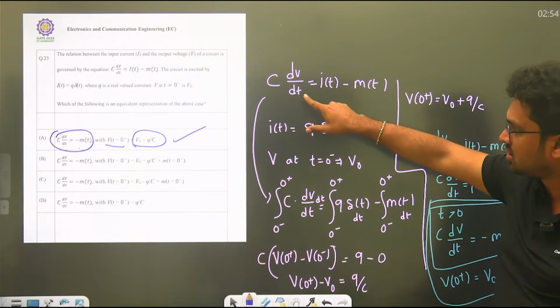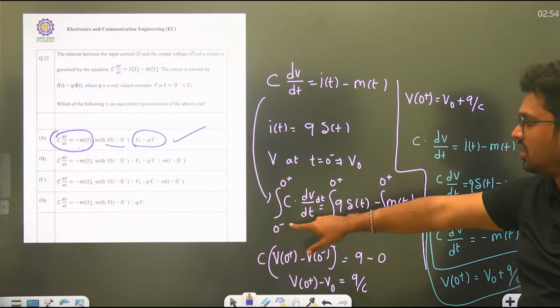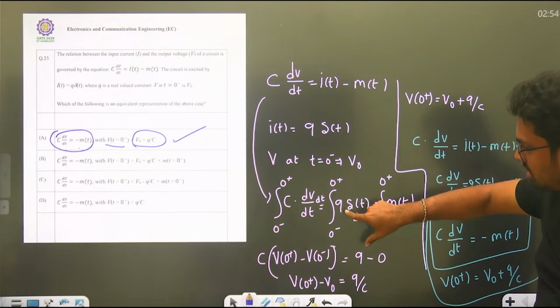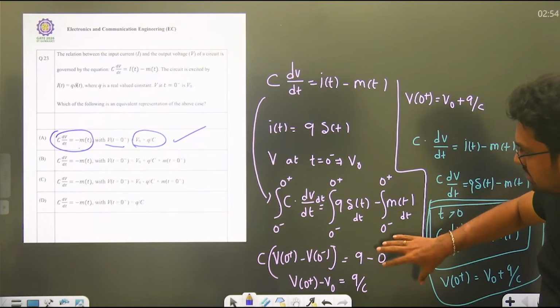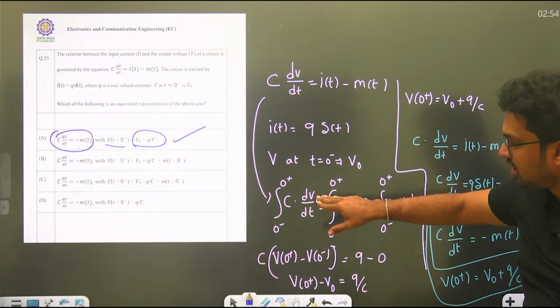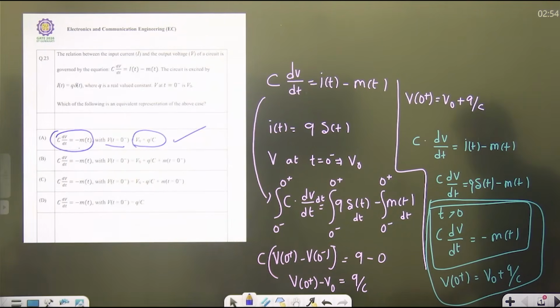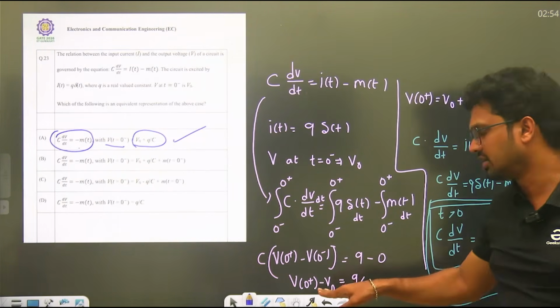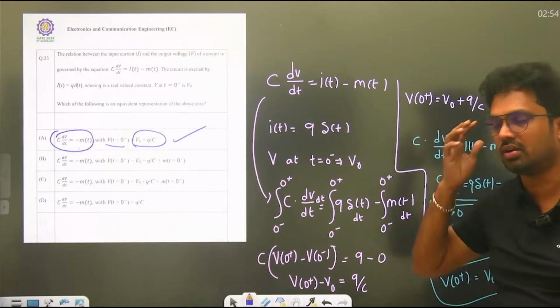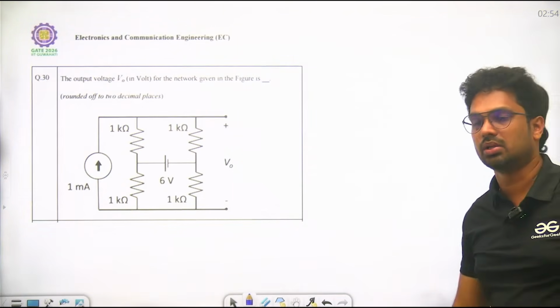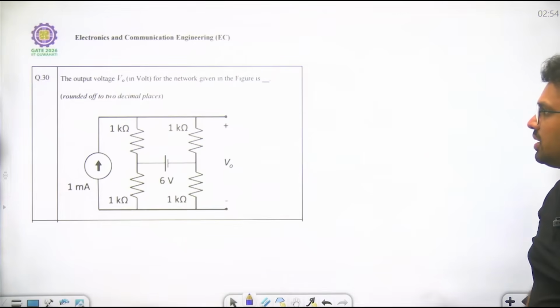This is the equation of the system, and from that I have integrated from 0 minus to 0 plus, because for the impulse this will be equal to 1 and Q, and for any other signal it is 0. dt cancels. C you take outside: V of 0 plus minus V of 0 minus. Because in the ideal case it is 0, but for an impulse it will be different. If it is an impulse, the current flowing through the capacitor must be required.